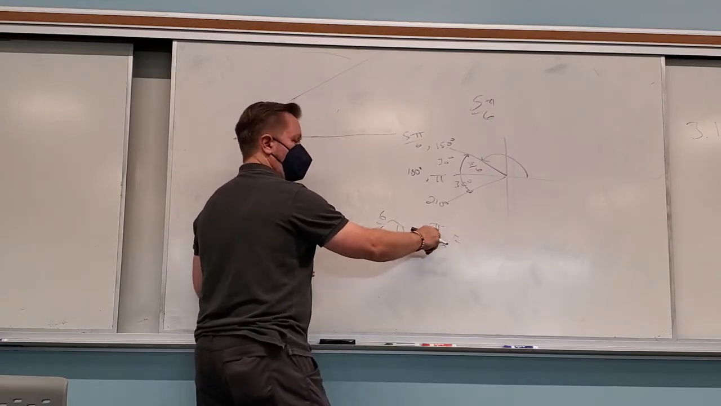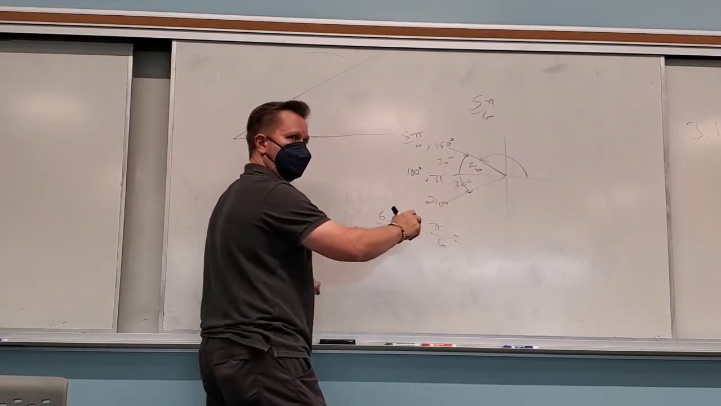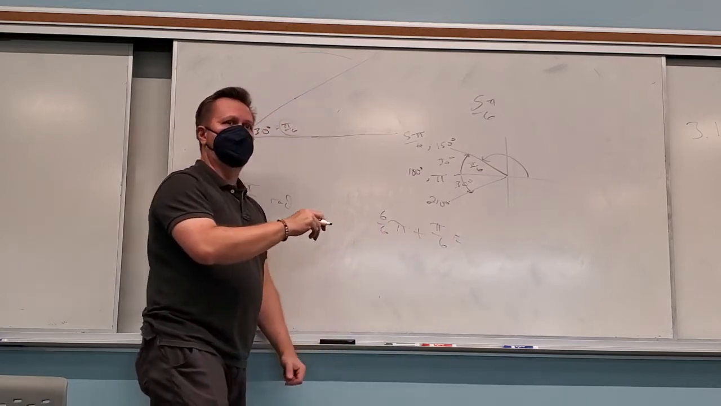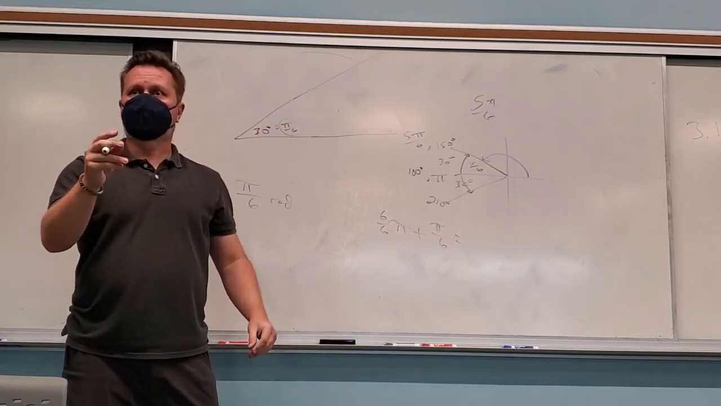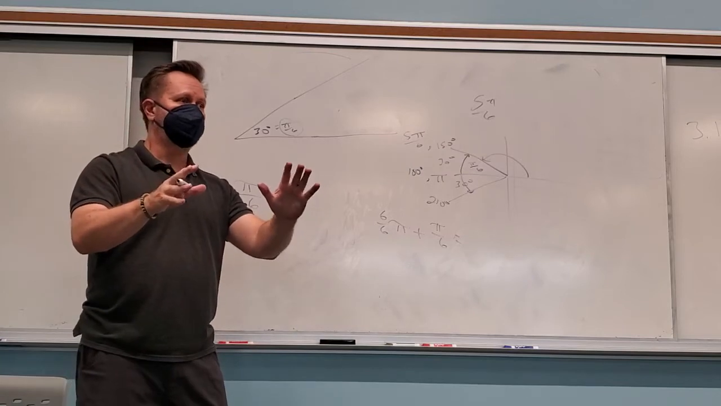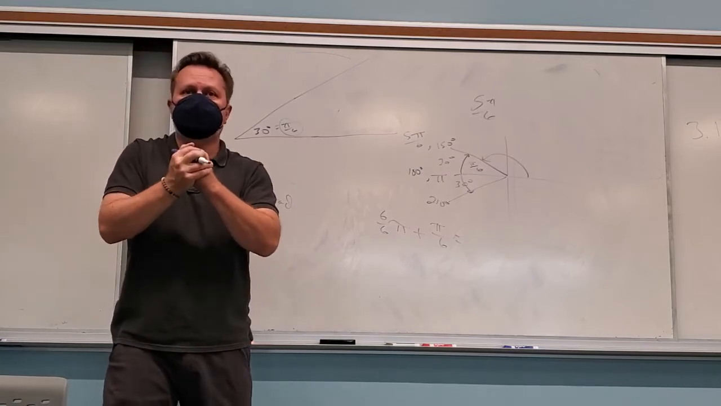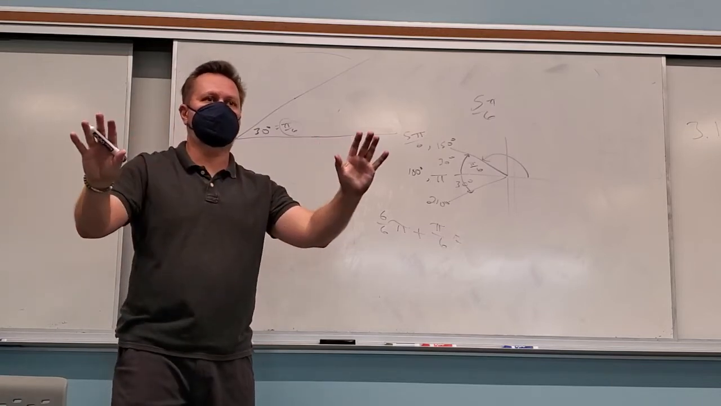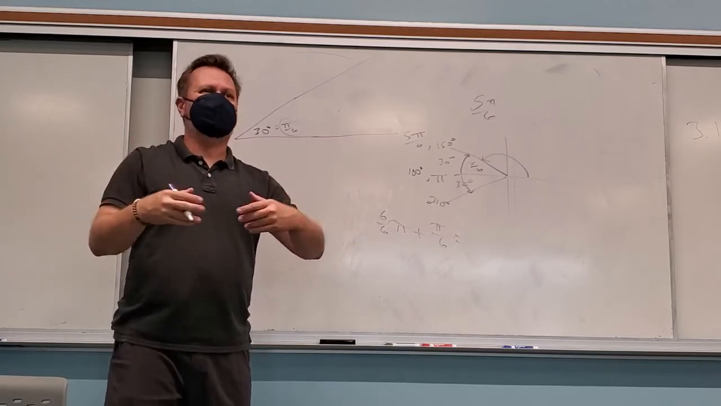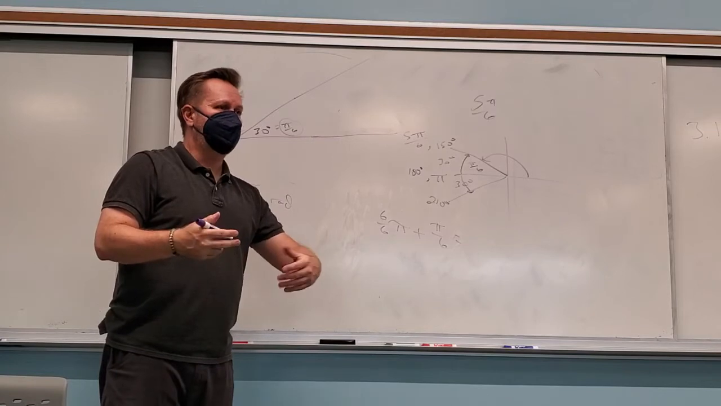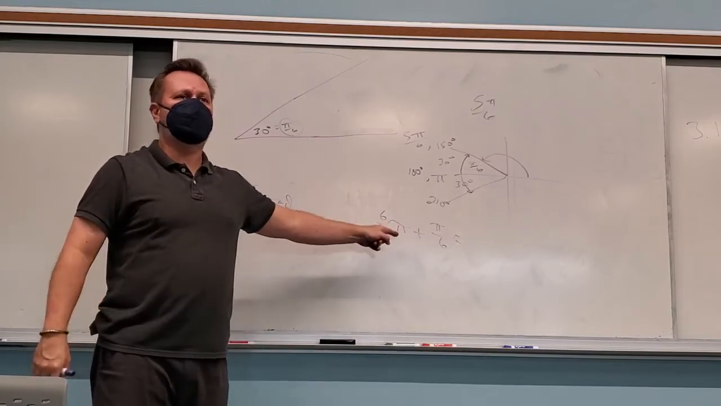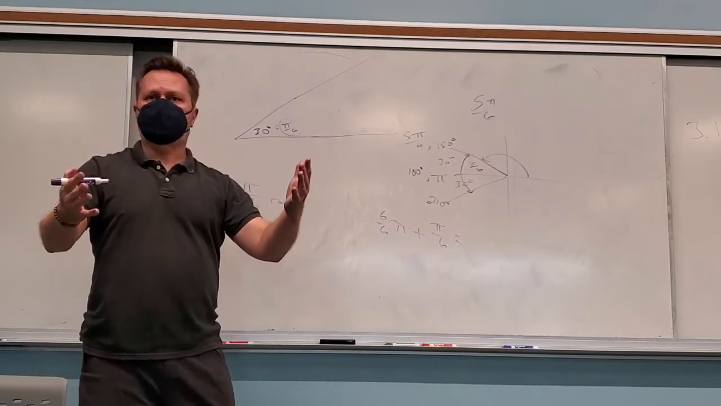6 pi plus pi. 7 pi. If I have 6 pi and you have a pi, together we have 7 pi's, right? So it's just like terms, like always. I don't care if it's 6x plus x. I don't care if it's 6y plus y. I don't care if it's 6 pi plus pi. 7 pi.